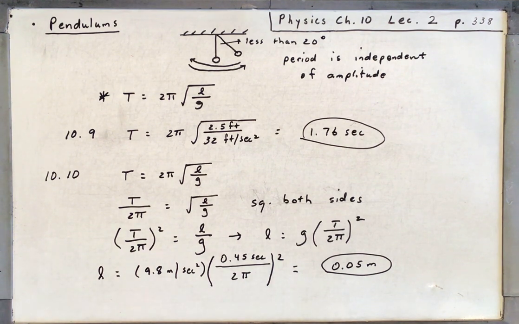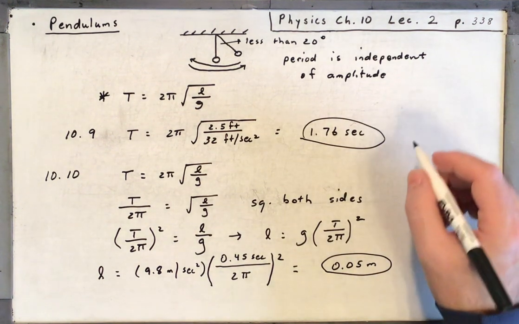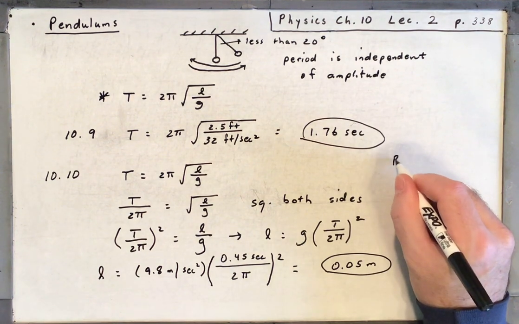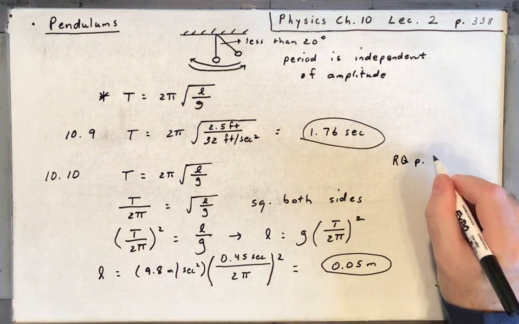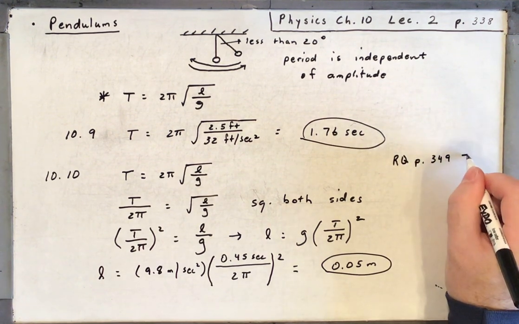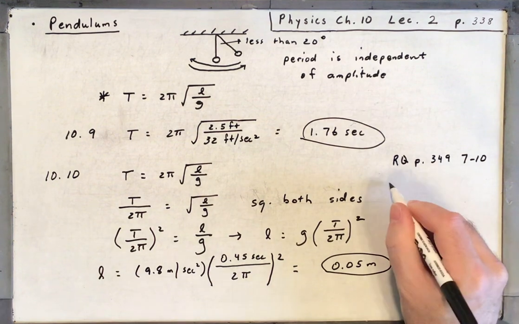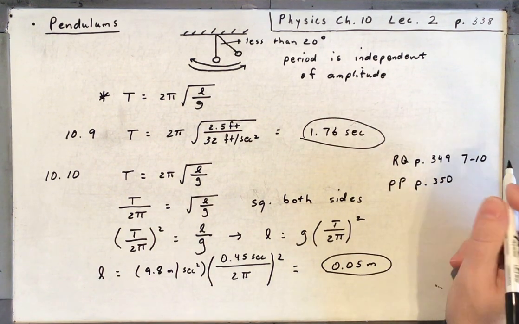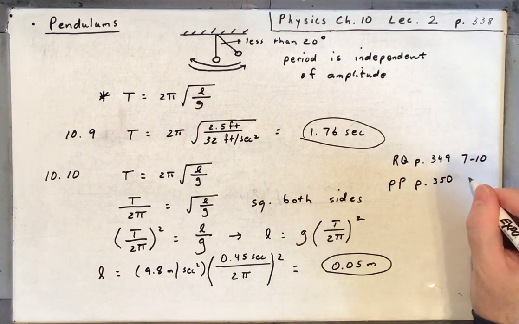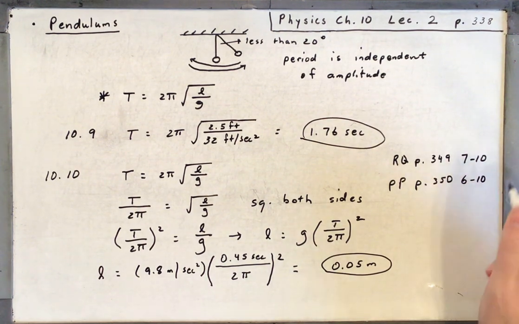All right, so you are capable of doing all of the review questions and practice problems from Chapter 10. So what would be the review questions that would go with this lecture? On page 349 would be 7 through 10. The practice problems on page 350, you can do 6 through 10.